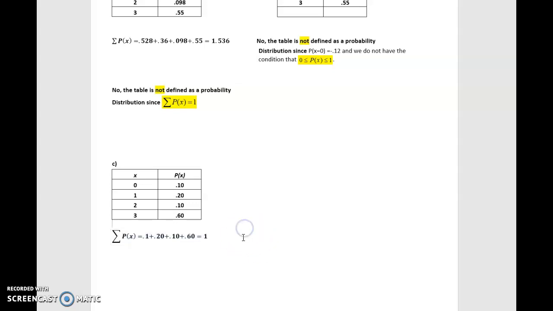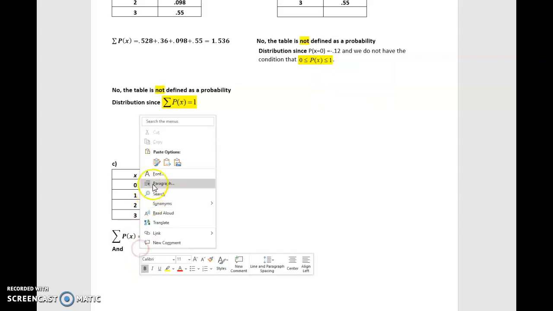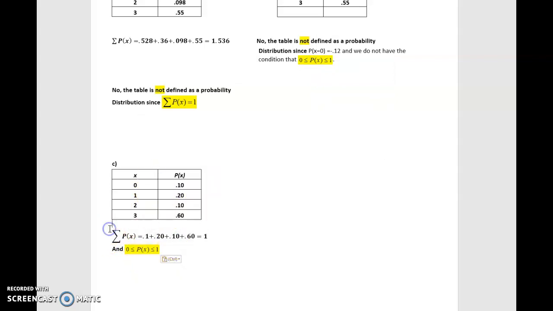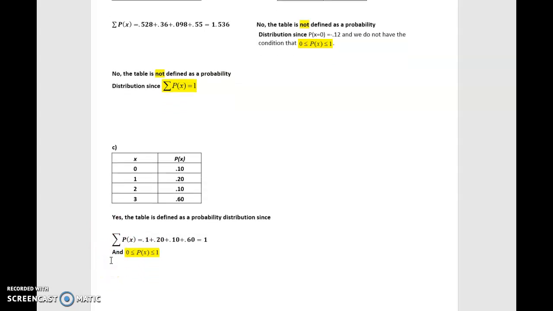And also, we do have the condition that every value is defined between 0 to 1. So we would say on this one that yes, the table is defined as a probability distribution since both of the conditions are actually satisfied.